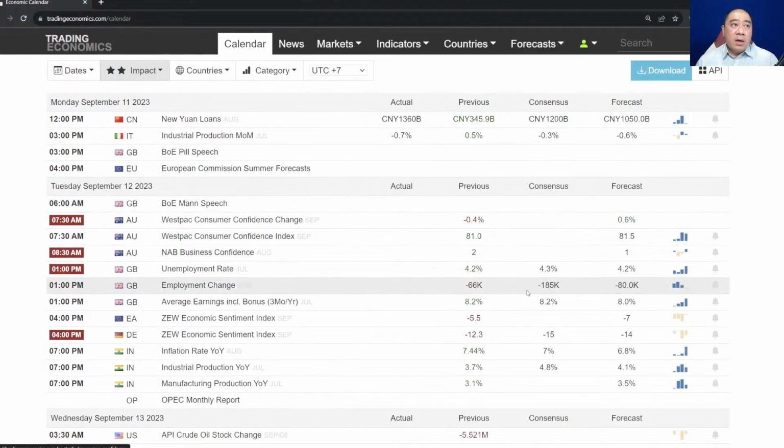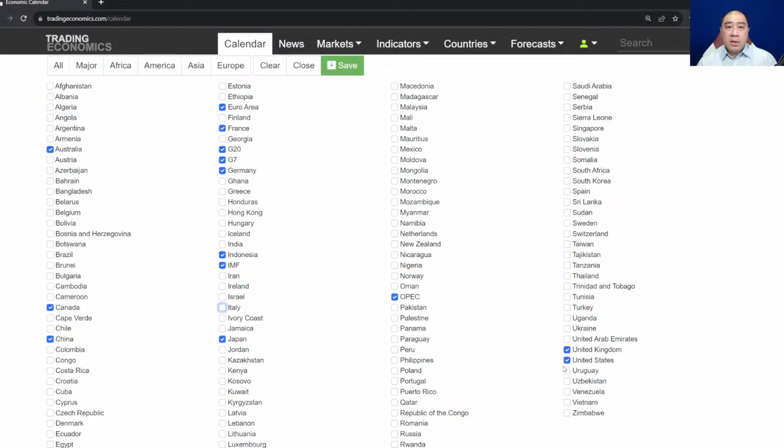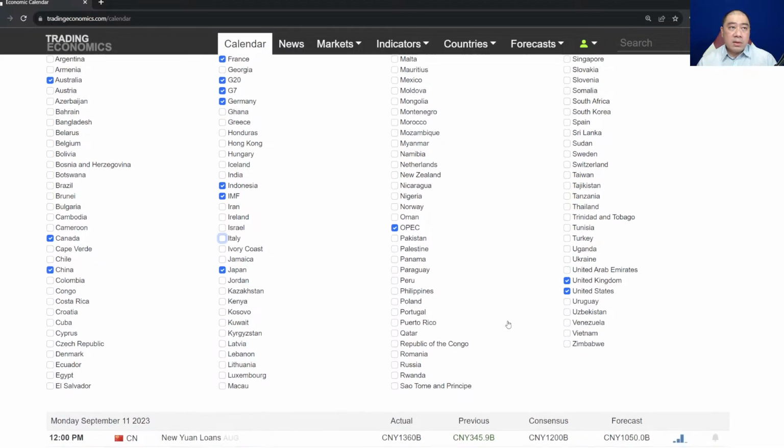Trading Economics. Now, this is the website, or you can use Forex Factory if you want to, but I'm happy with Trading Economics. You can actually filter it by impact and countries as well. So if you don't trade, let's say, the Euro data, I don't actually need to look at the Spain number. I don't need India because I don't trade Indian rupees. Italy, I might actually skip because I want to focus on the Euro area. France and Germany, that should be enough. G7, G20, I'll leave it there. Japan, United Kingdom, United States, I'm happy with that.